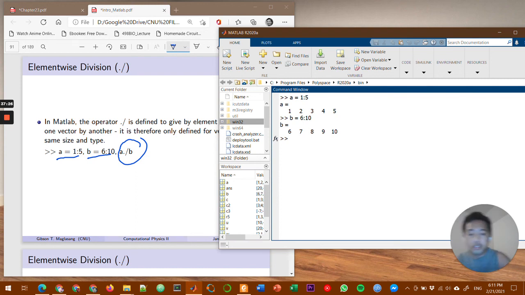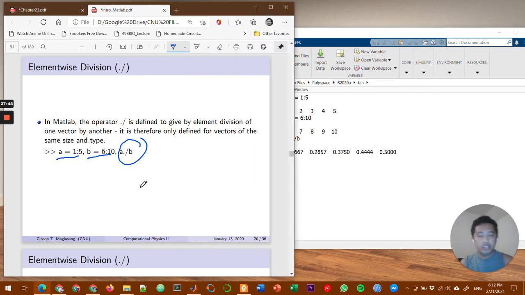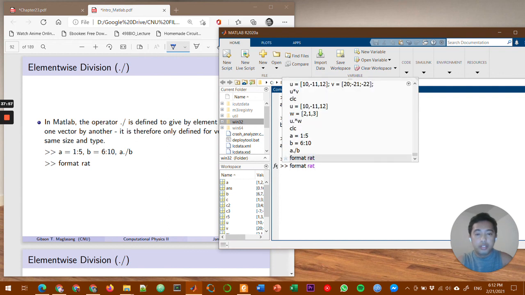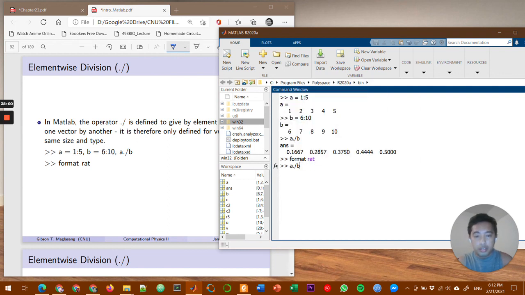So you have A dot slash B. It means element-wise. So in element-wise division, 1 is divided by 6, 2 by 7, 3 by 8, 4 by 9, 5 by 10. That would give me this. If you do that in MATLAB, you can format it as rational: 1 over 6, 2 over 7, 3 over 8, 4 over 9, 5 over 10. Okay?